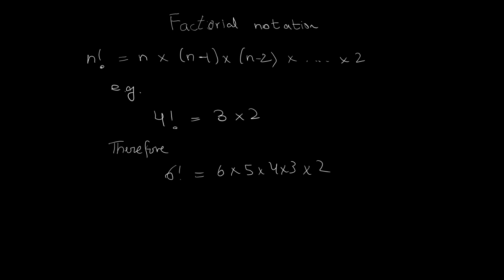There is one important thing about factorial, that is 0 factorial, which is always equal to 1. So please note that if you ever have 0 factorial in the answer, don't get confused. It's just equal to 1. Let's do a simple example.